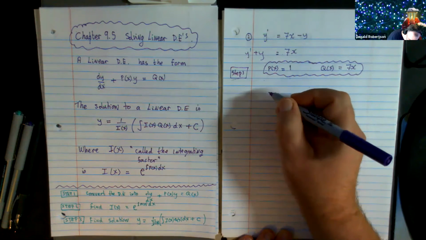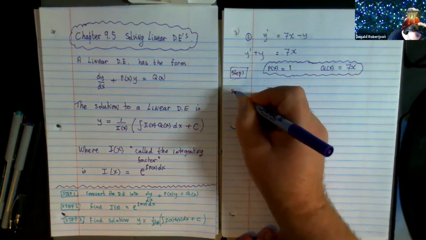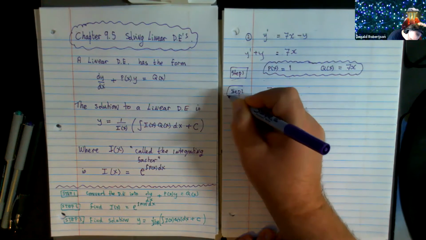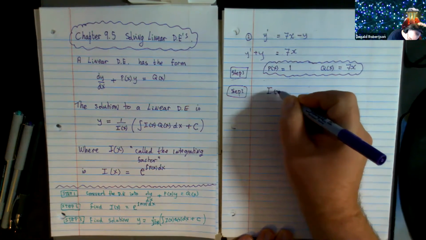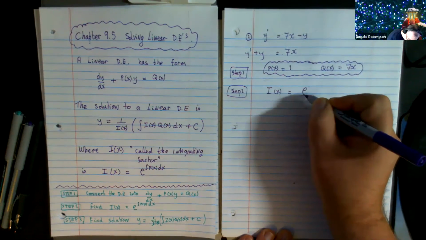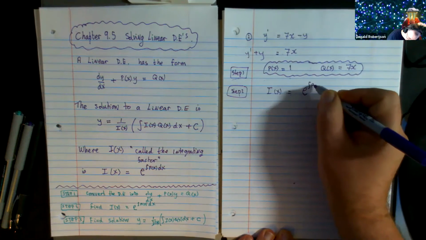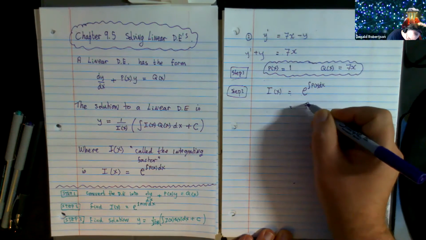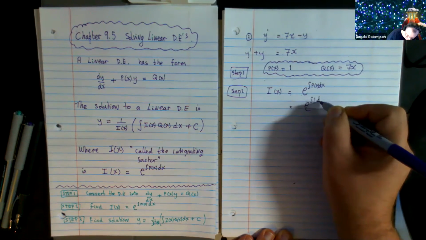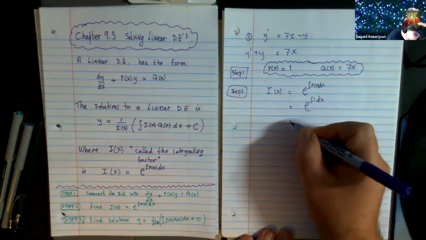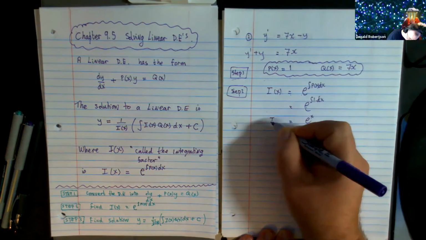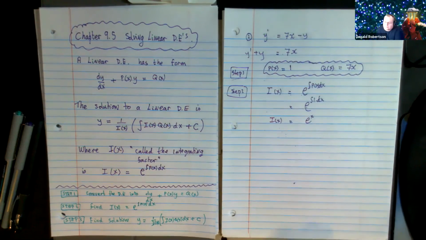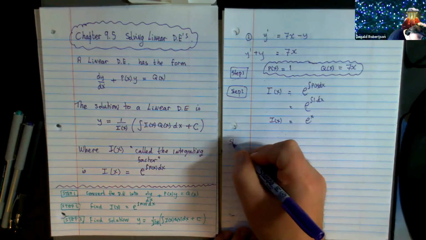Now, step 2 is get the integrating factor. And that's e to the power of the integral of p of x. And that's going to be e to the integral of the number 1. And that's just going to be e to the x. Agreed?